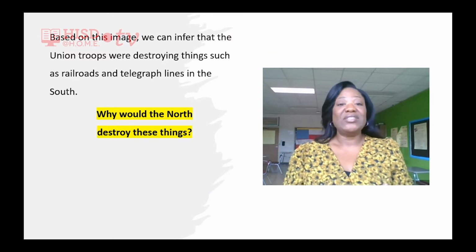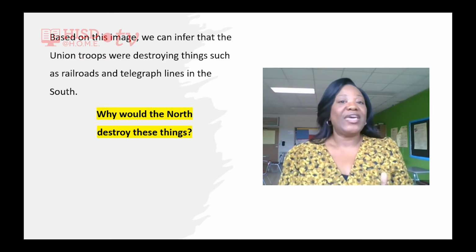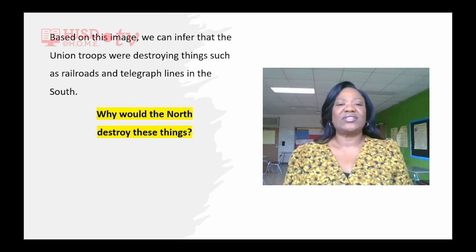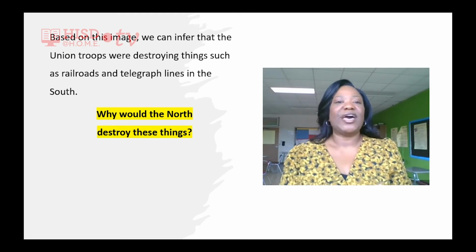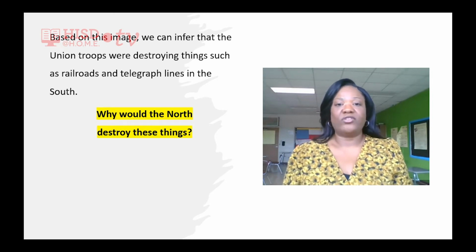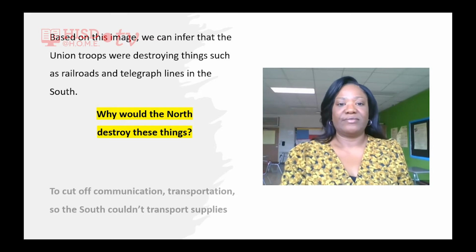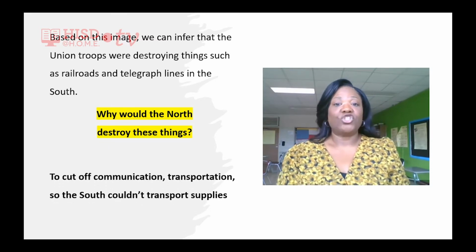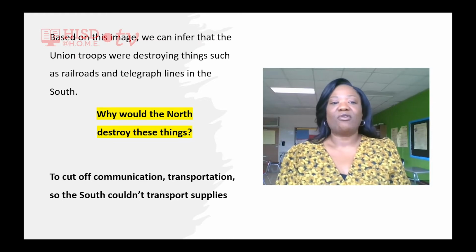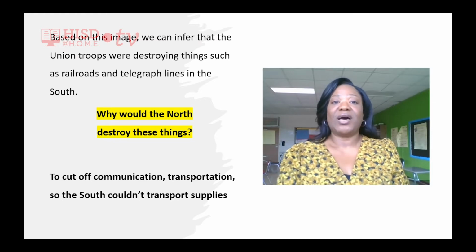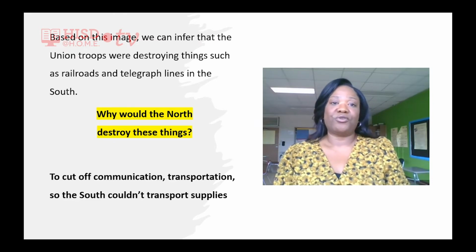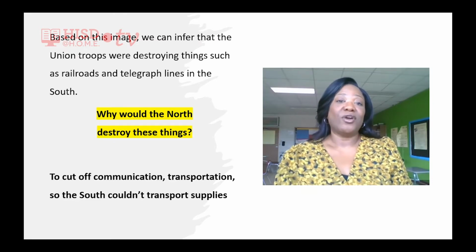Well, based on this image, we can infer that the Union troops were destroying things such as railroads and telegraph lines in the South. Why would the North destroy these things? Well, to cut off communication and transportation. The South simply couldn't transport supplies. And if they couldn't transport those supplies that they needed to their troops, it wasn't going to go very well for them.